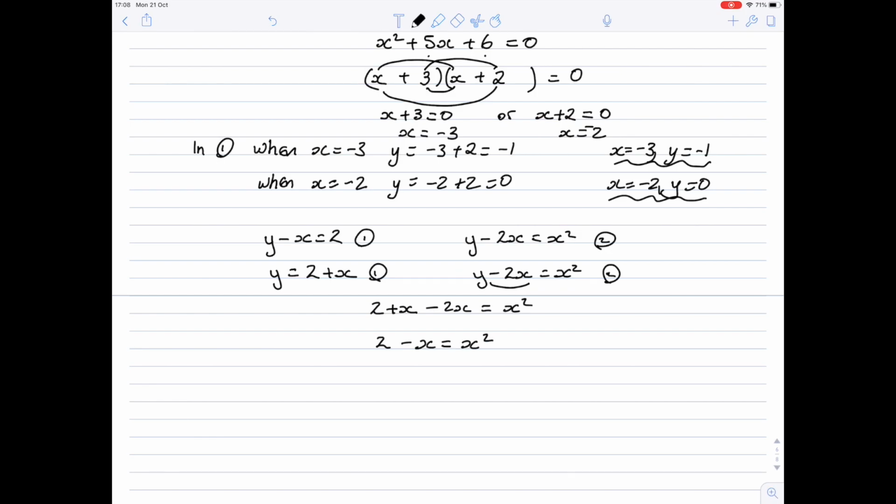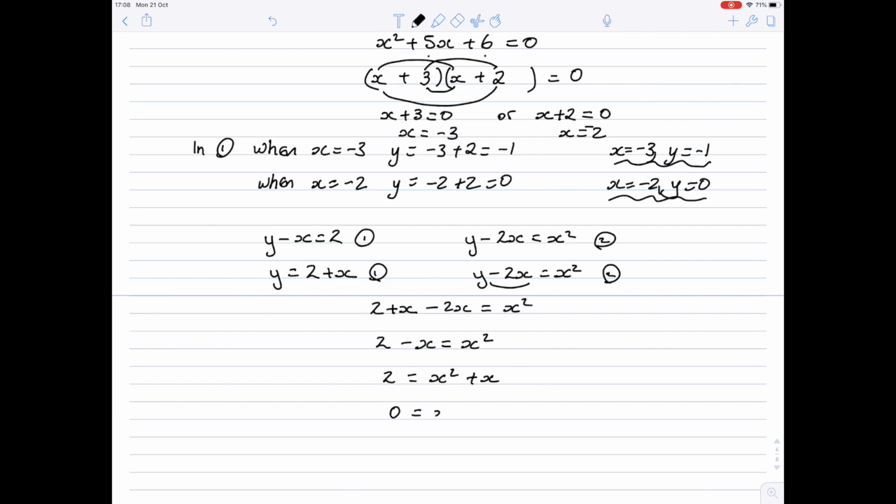Now, as it's a quadratic, I need to make one side 0, and I'm going to choose to make the left-hand side 0 so I can keep my x squared term positive. So I will start by adding x to both sides. So 2 is equal to x squared plus x. Then take 2 away from both sides.